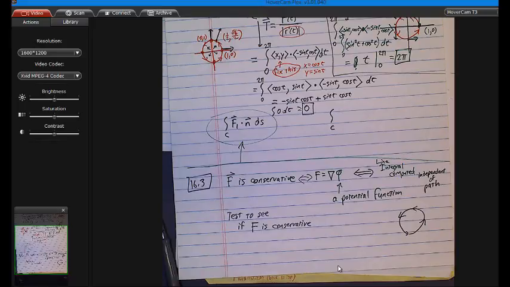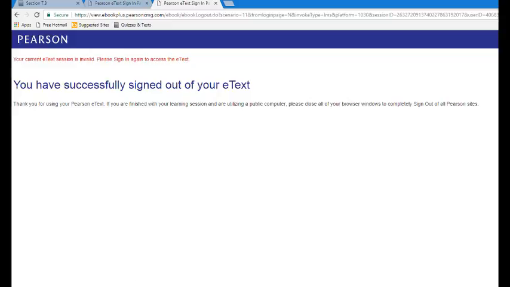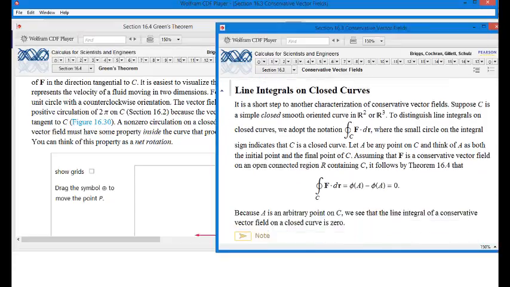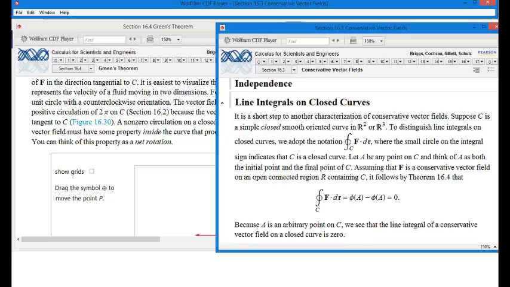Now, why is that? One explanation is given here in the book, and I thought I'd show you. I thought it was cool. Here we go. Line integrals on closed curves. Well, actually, here's one reason. Remember phi of b minus phi of a? All that matters is the endpoints. Well, if you're starting and ending the same place, phi of a minus phi of a is 0.